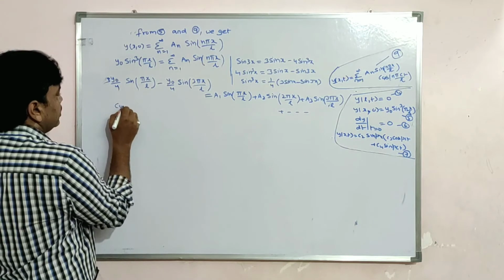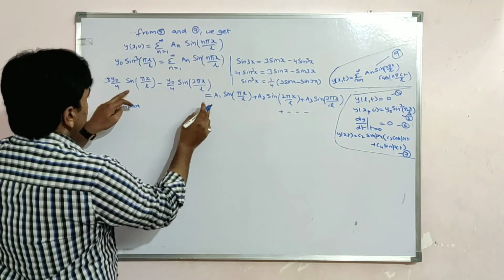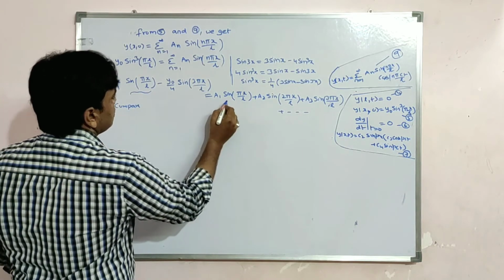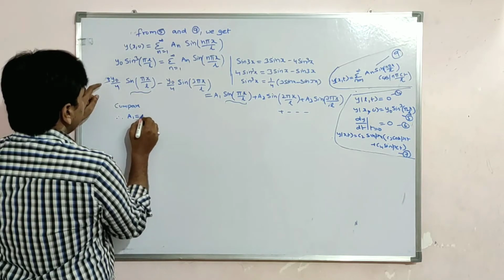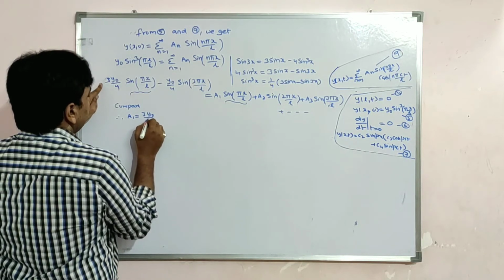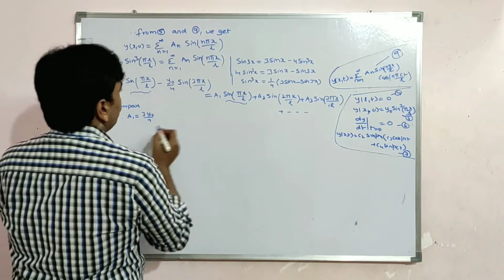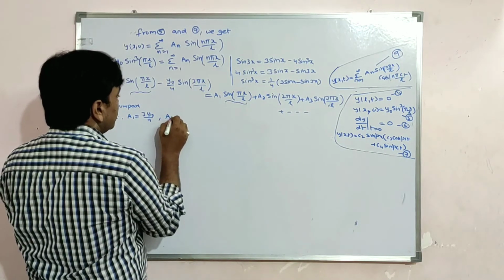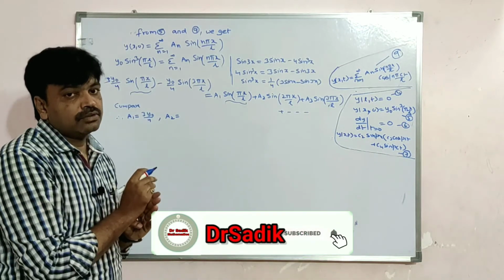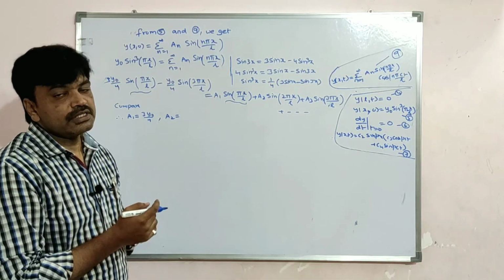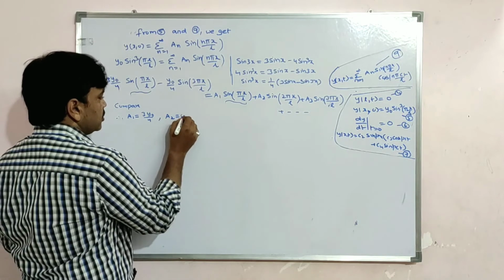Now compare students. Now see students, sin n pi x by L, sin n pi x by L. So therefore, what is the a1 value students? a1 value is 3 y0 by 4. Now what is the a2 value students? There is no a2 value, because there is no sin 2 pi x by L. So the value is 0. So the a2 value is 0.